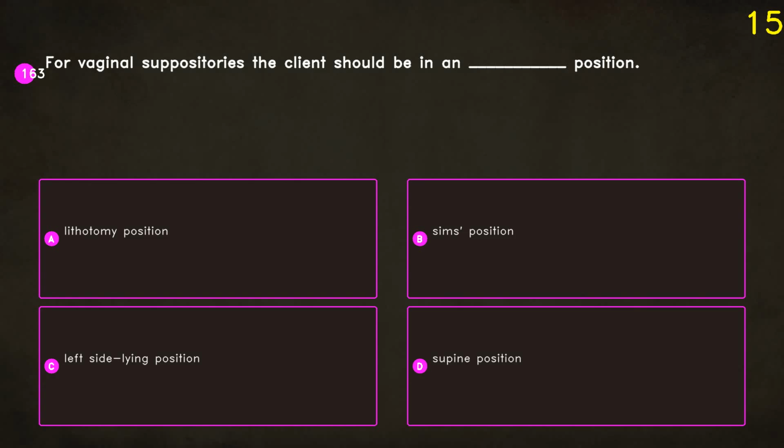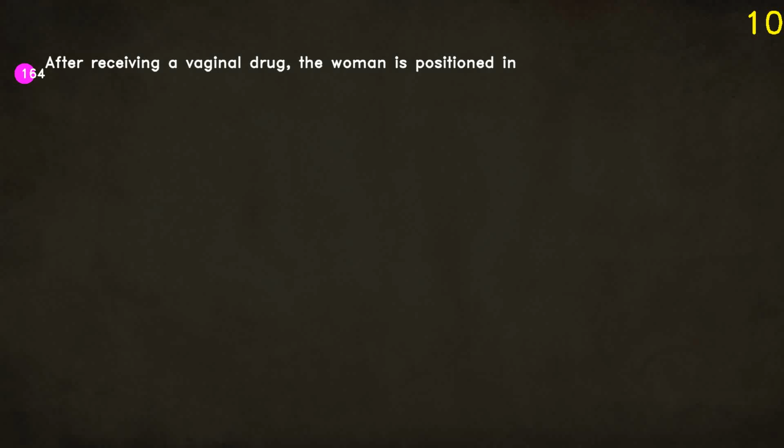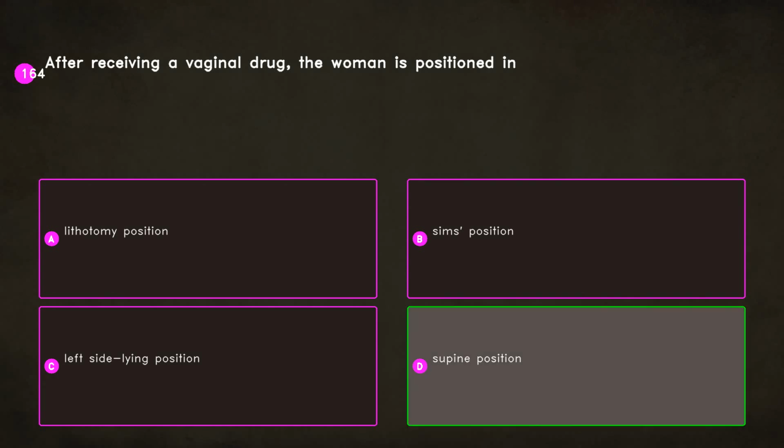Question 163. For vaginal suppositories, the client should be in a blank position. A. Lithotomy position B. Sims position C. Left side lying position D. Supine position. The correct answer is lithotomy position. Question 164. After receiving a vaginal drug, the woman is positioned in A. Lithotomy position B. Sims position C. Left side lying position D. Supine position. The correct answer is supine.